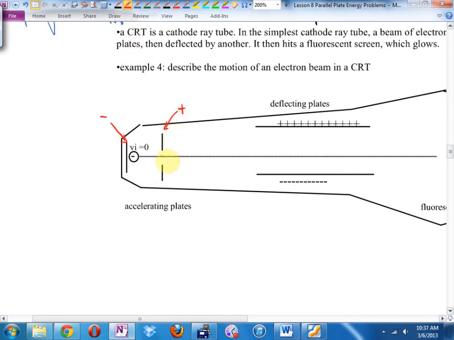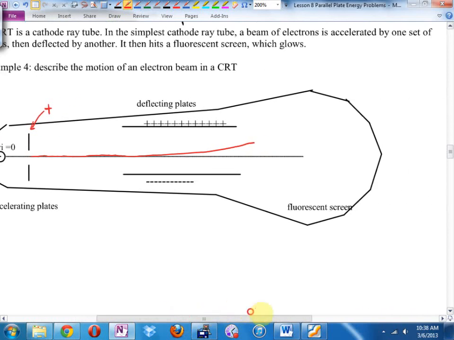So we get electrons up to speed. They're traveling, traveling, traveling. Then they hit what we call our deflecting plates. The top plate is positive, the bottom plate is negative. Which way will these electrons be deflected? Up. So that when they get through, now they're traveling at maybe that angle right there, and they hit right there.